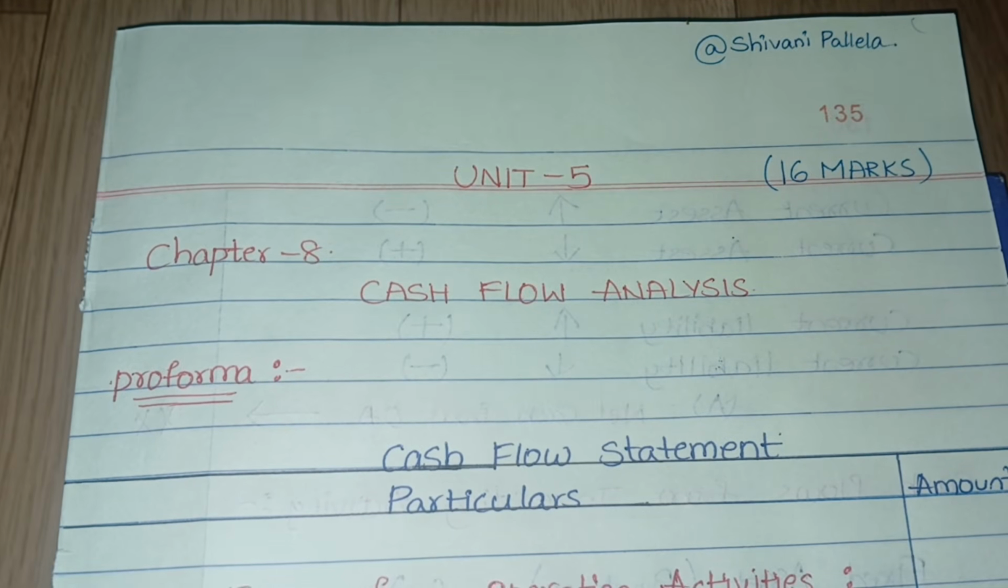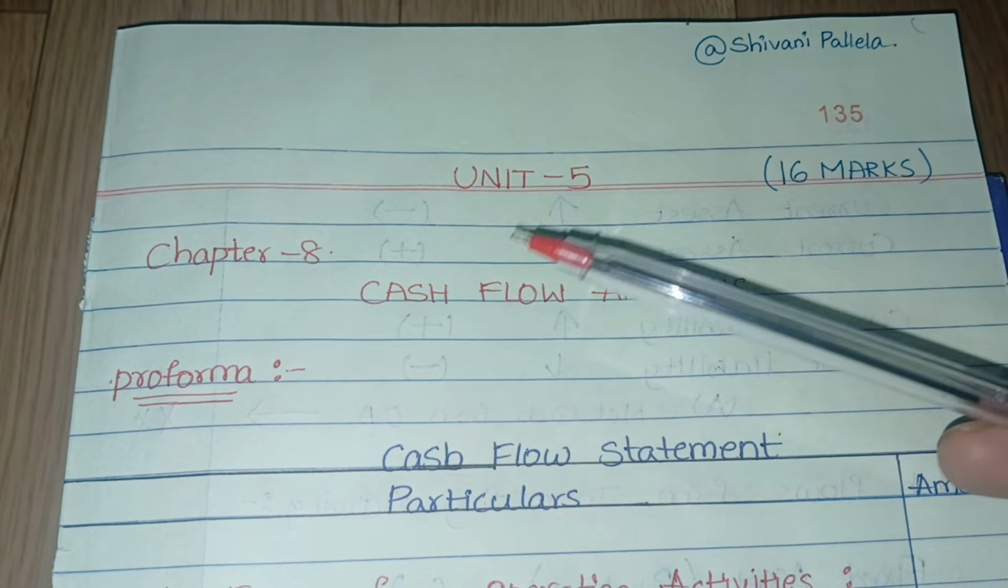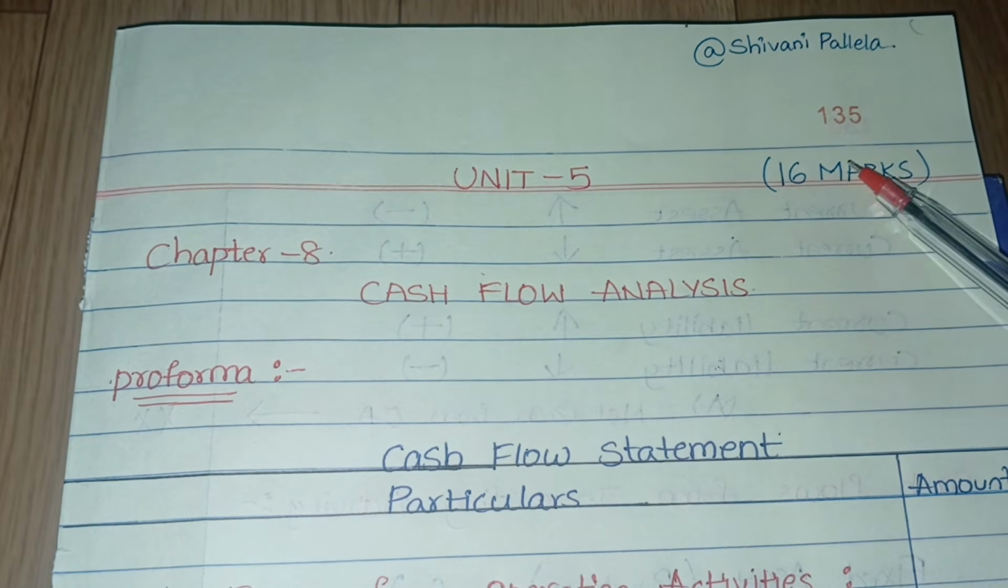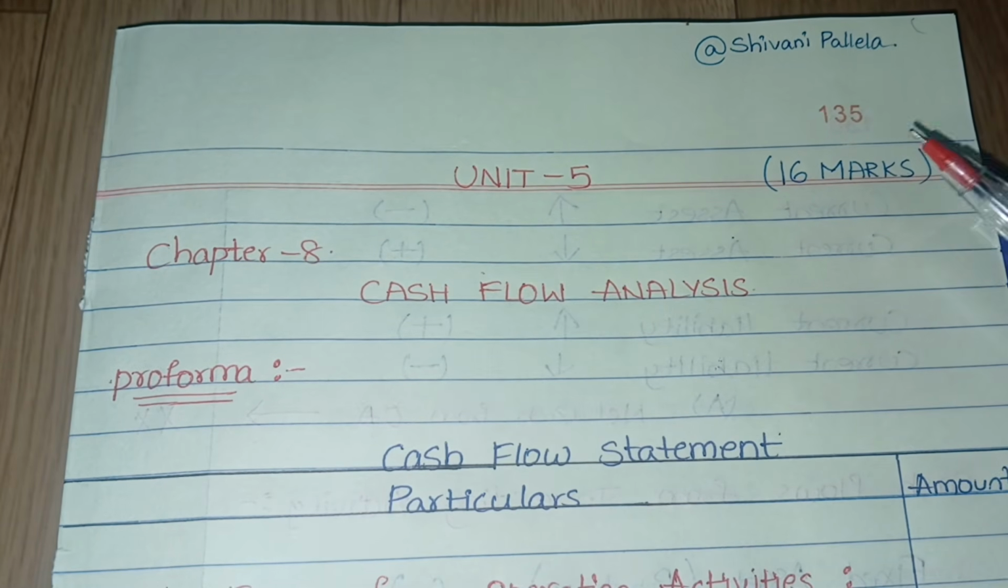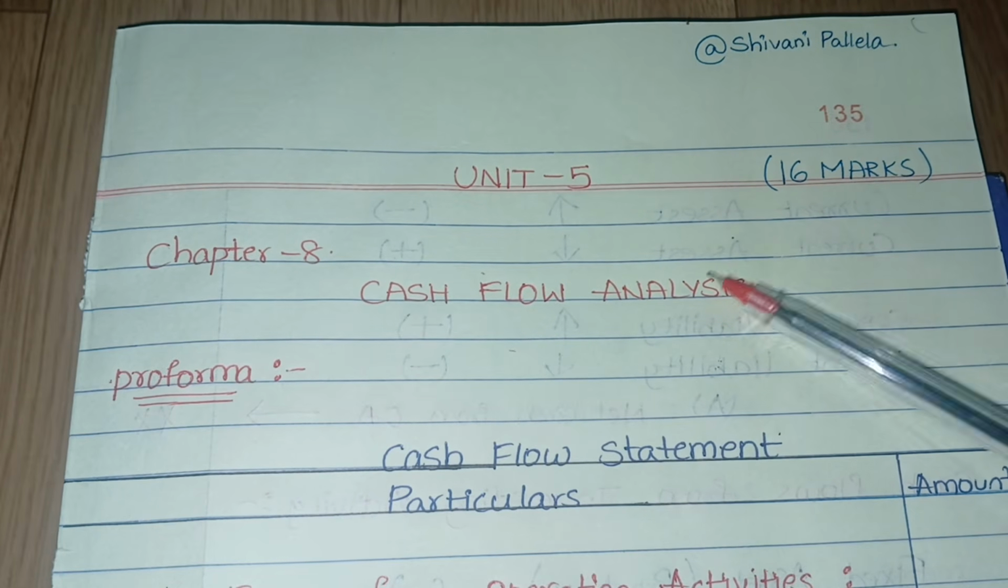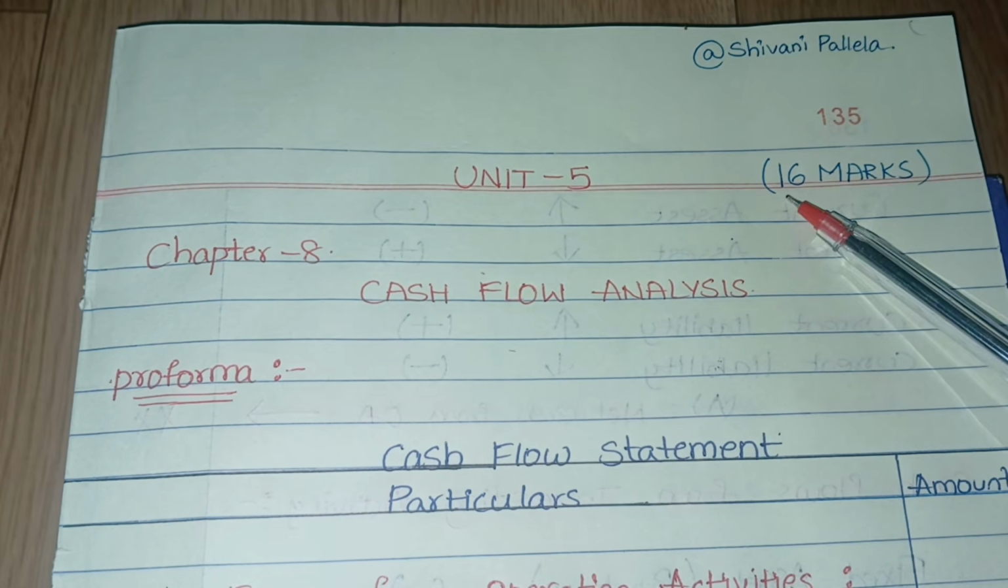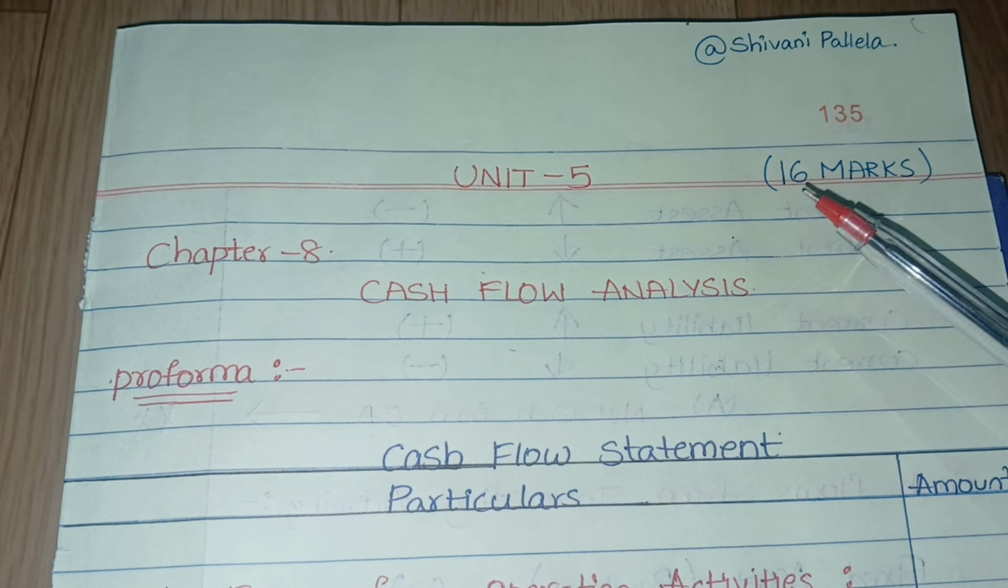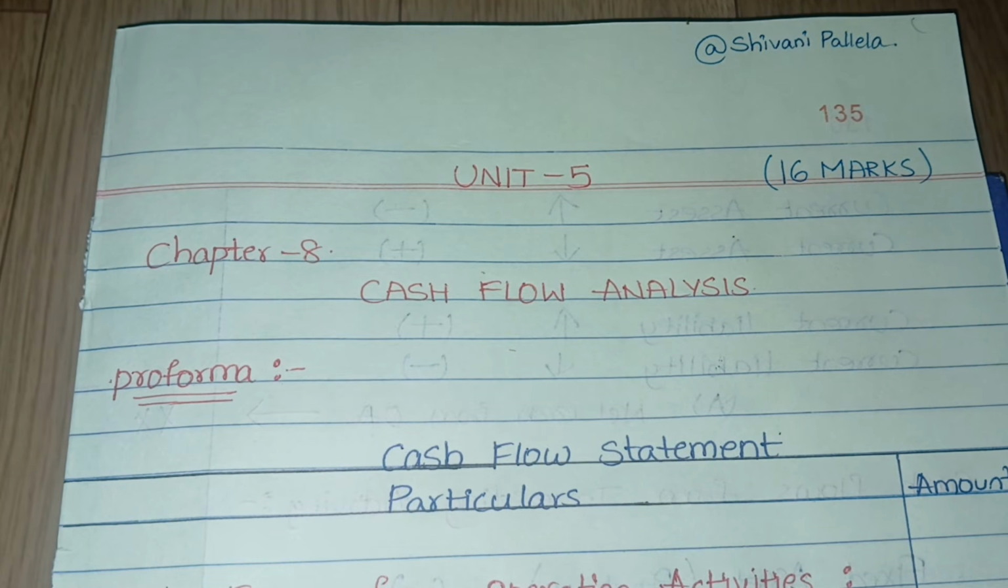So students, in this video we will discuss the topic cash flow analysis. In the CCMA subject, in unit number 5 you have only one chapter. You can score 16 marks weightage from this chapter, that is cash flow analysis. 12 marks compulsory problematic they will ask, and 4 marks we can also expect a problematic or theoretical question from this cash flow analysis. So total weightage is 16 marks.